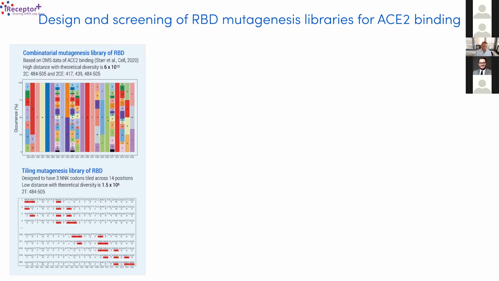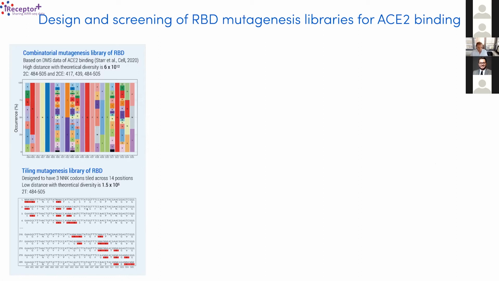Altogether, this library from 484 to 505 has approximately a theoretical diversity of 6 times 10 to the 12. So just for perspective, yeast display libraries could only typically get to the highest of about 10 to the 9. However, in a more routine academic setting, it's probably 10 to the 8 at best. So you're still 4 orders of magnitude lower than the possible diversity, which is why if you did this experimentally alone, you would not really capture a good representation of the sequence space.